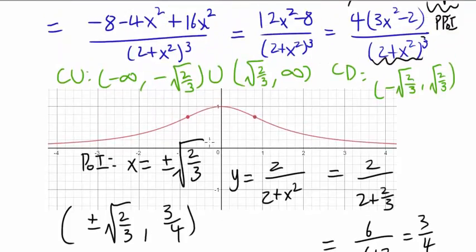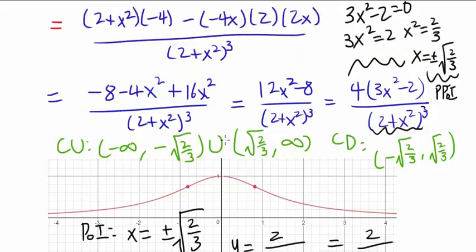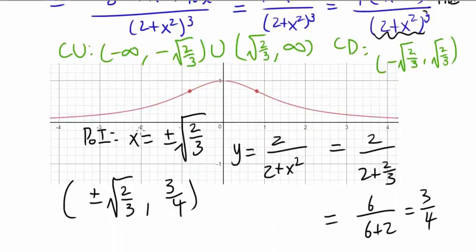And that's our answer. And I have a graph of our function 2 over 2 plus x squared from Desmos.com right over here. And as we can see, at negative square root of 2/3 and at positive square root of 2/3, the graph is going from concave up, a U-shape, to upside down U-shaped. So concave up to concave down, and it's going back to concave up afterwards.